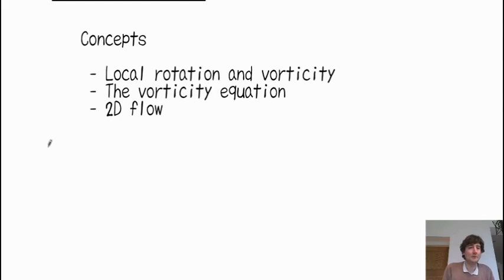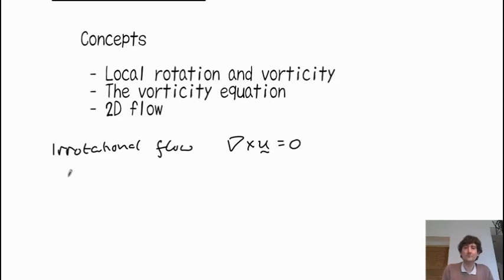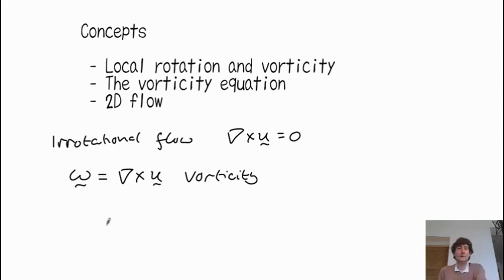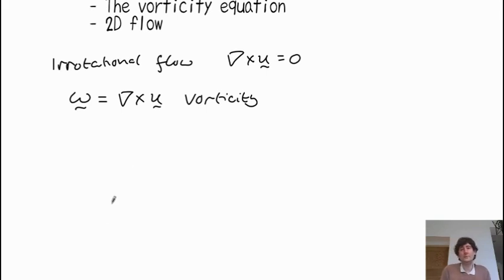So if we have irrotational flow, we had this curl of u equal to 0. What I want to do in this lecture is look at what happens when this is not 0, and so we define a quantity omega, which is going to be the vorticity, this curl of u. And this is the vorticity of the fluid.